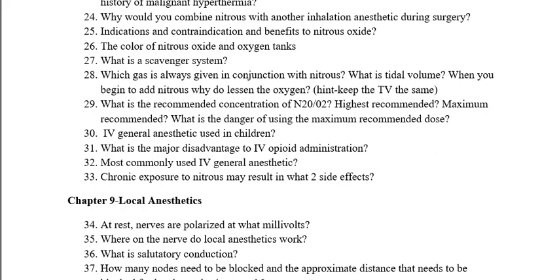IV general anesthetic used in children. Ketamine. What is the major disadvantage to IV opioid administration? Respiratory depression. Most commonly used IV general anesthetic. It's called propofol. So you may have heard of propofol in the news. It's what killed Michael Jackson. And it looks like milk. It's white. So if you're ever going to have surgery and you see it, it looks like milk. And just like you've heard of milk of magnesia, they call propofol milk of amnesia.